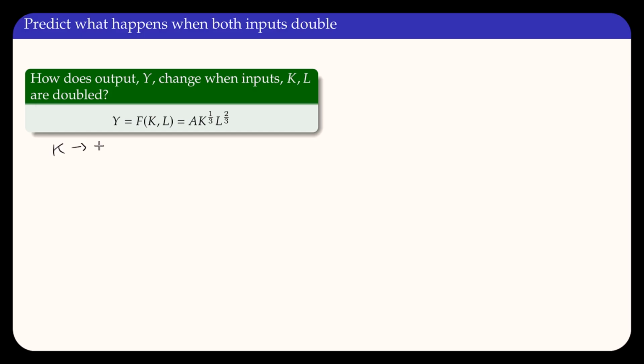Why don't we double it by multiplying it by 2? And we'll take labor L and we'll double it by multiplying L by 2. And so I'll rewrite our function with the inputs doubled. So we have A times 2k raised to the power of 1/3 multiplied by 2 times L in brackets raised to the power of 2/3.